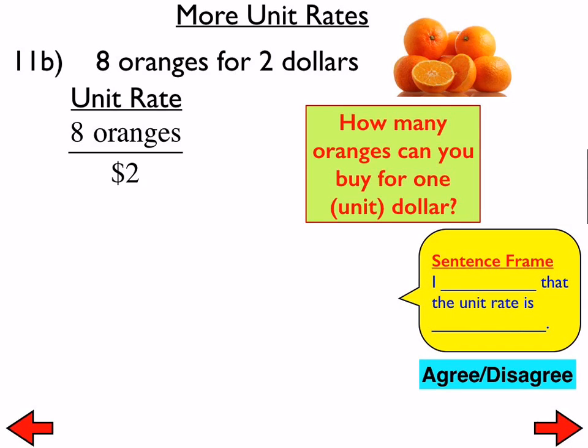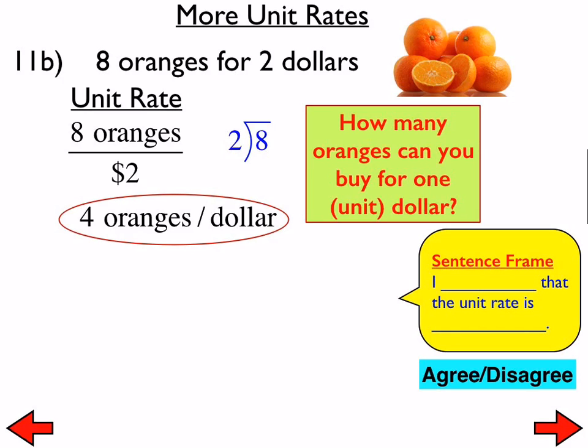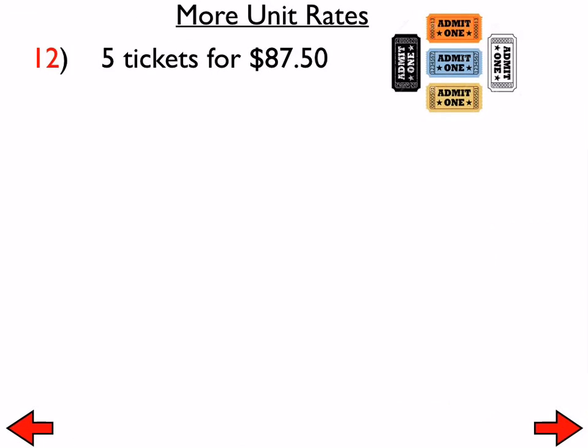And sometimes we are asked to find the unit rate in both directions. And sometimes you're going to be asked which way makes more sense. Okay? It all depends on the scenario. So we can buy 4 oranges for $1. Or 4 oranges per $1. Okay, number 12, please. Find the unit rate. 5 tickets cost $87.50. Find the unit rate.